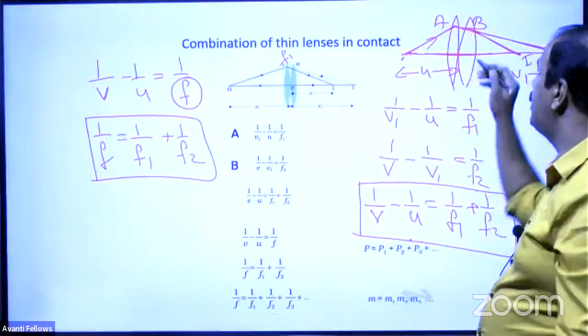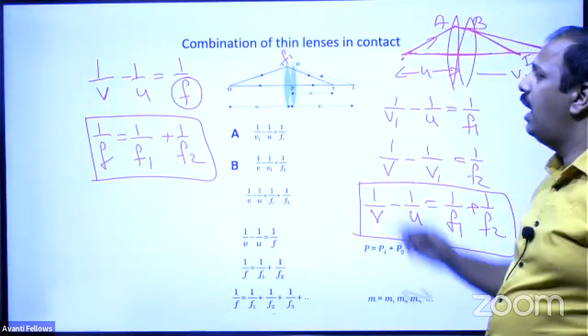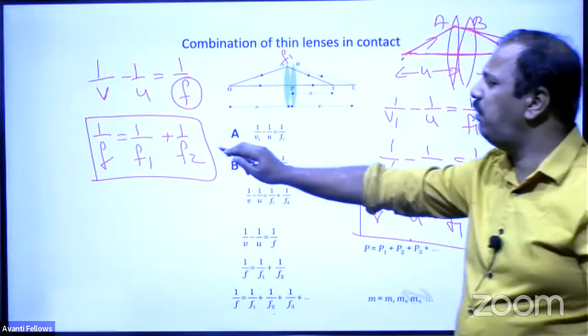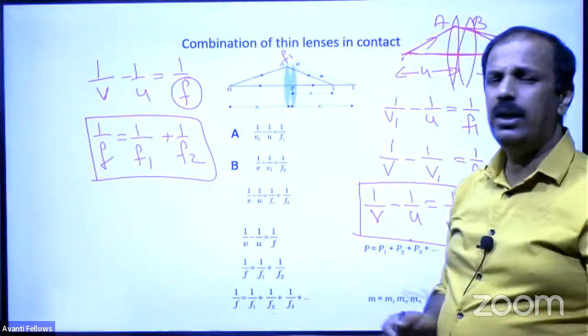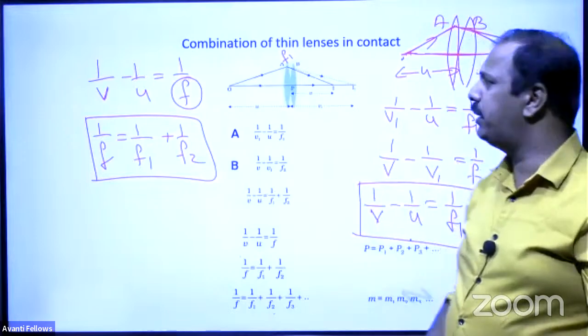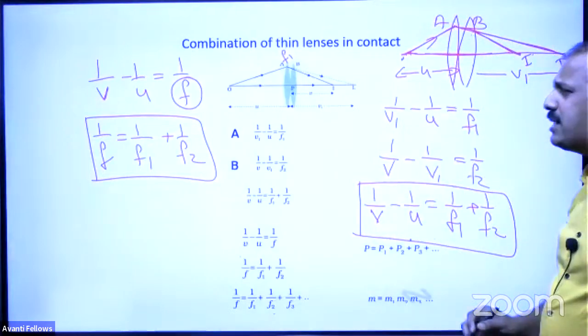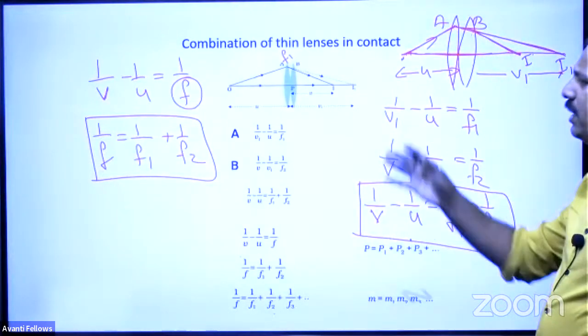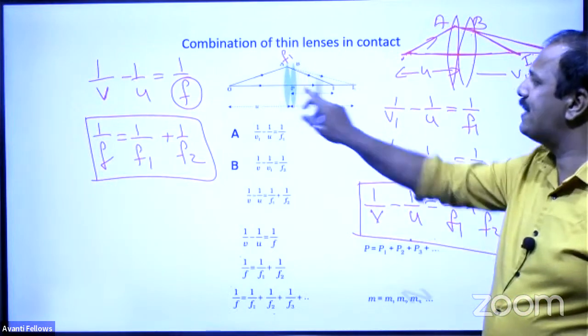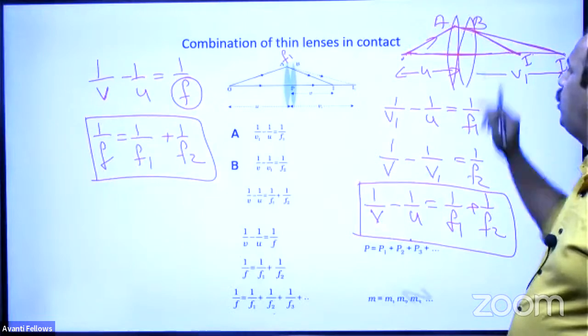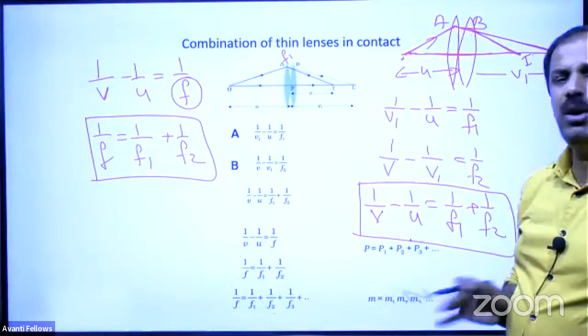If one lens is a concave lens and the other is convex, this F will become plus or minus accordingly. That's all, a very simple thing. Now, when these two are convex lenses, what happens to the focal length? When you have two lenses like this kept in contact, will the focal length increase or decrease?